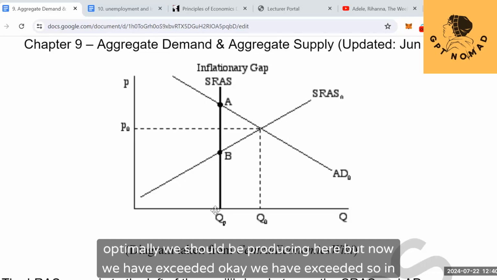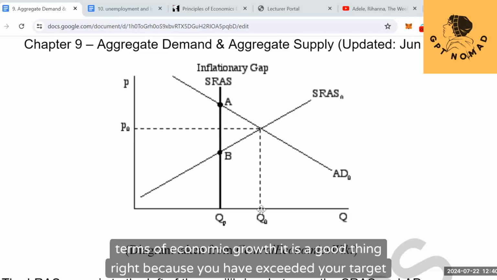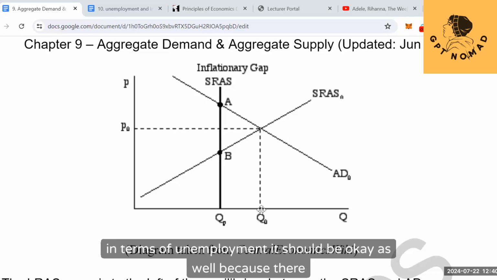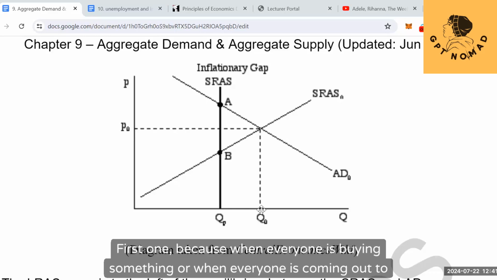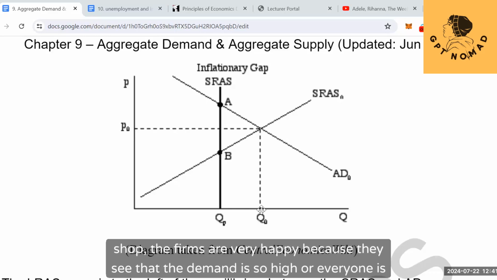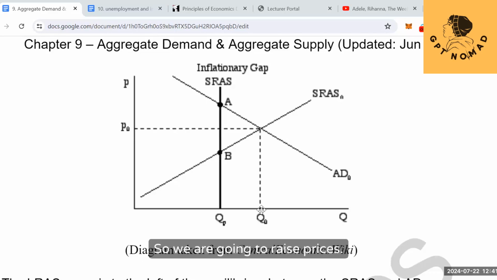Okay, we have exceeded. So in terms of economic growth, it is a good thing, right? Because you have exceeded your target. In terms of unemployment, it should be okay as well, because there are much fewer people without jobs. So in these two areas, they are okay. But the other problem is you have inflation. Okay, so it comes from two reasons, right? First one, because when everyone is buying something, or when everyone is coming out to shop, the firms are very happy, right? Because they see that, hey, the demand is so high, everyone is just wanting to buy our products. So we are going to raise prices.